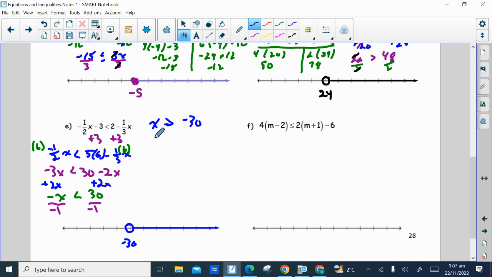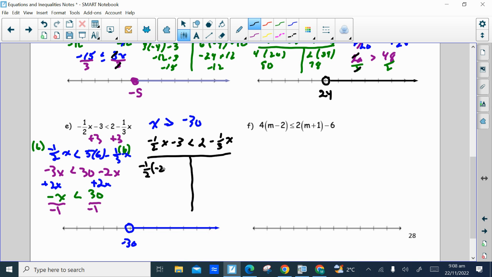So if we're going to check this, start with the original expression. And I need to use a number that's greater than negative 30. And maybe just to make things a little bit easier, why don't we choose a number greater than negative 30 that we can divide by both 2 and 3 and not get a decimal. So negative 24 is one such number.